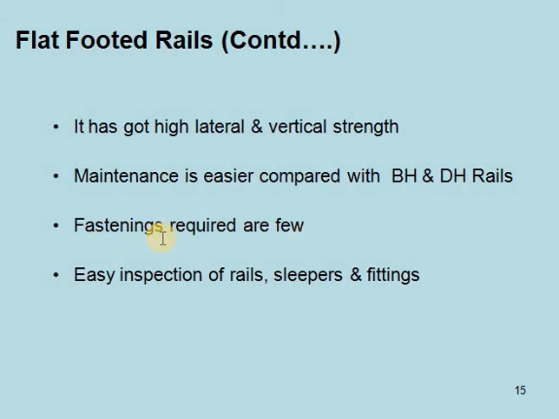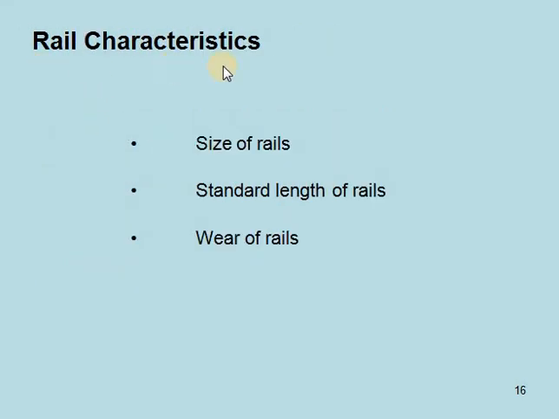Here, fastenings are nothing but bolts, fixtures, screws and nuts. So they are required in very few numbers, and there is easy inspection of rails, sleepers and fittings. It is suitable for inspecting rails, seeing them easily and clearly, and sleepers and fittings are also seen very easily. So next, rail characteristics.